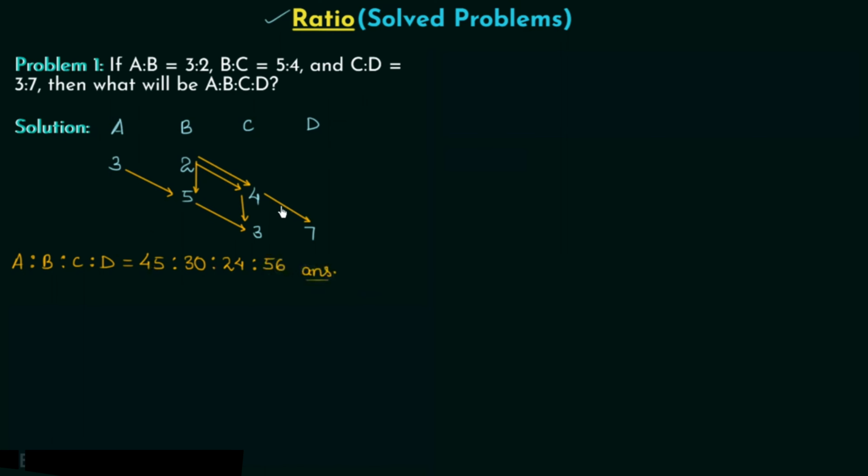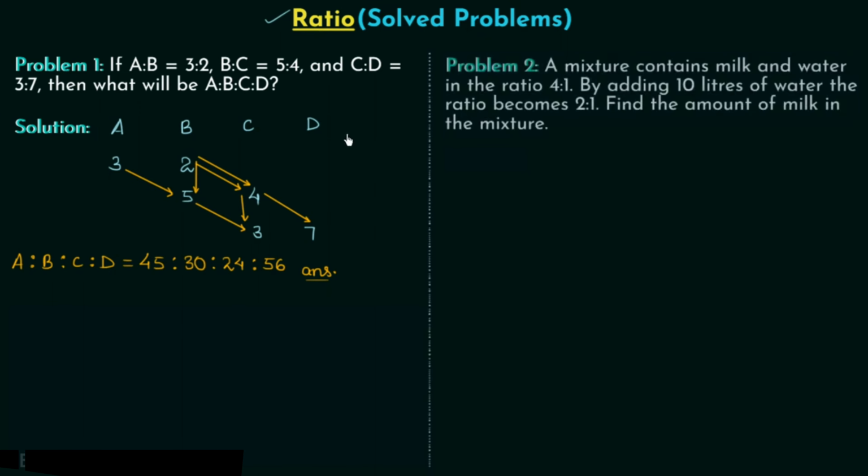So remember this pattern and you will easily have the ratios when there is a problem like this. So this is it. Now we will move on to our problem number 2. In problem number 2, there is a mixture of milk and water, and the ratio is 4:1. Now by adding 10 liters of water to the mixture, the ratio becomes 2:1 and we are required to find the amount of milk in the mixture. So this is one classic problem on ratios and I really want you to understand it in a proper way.